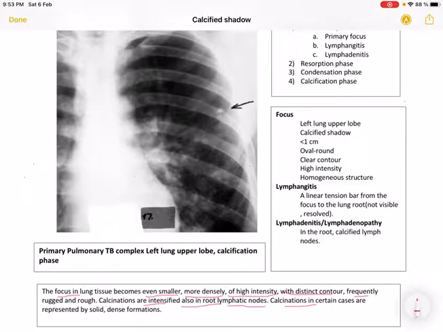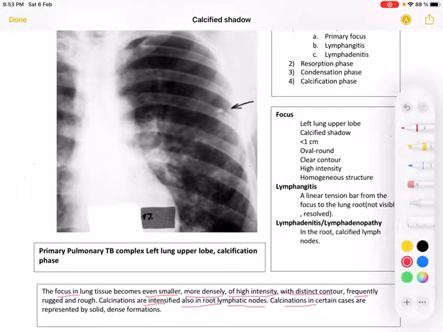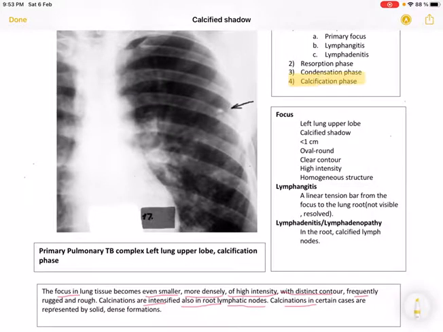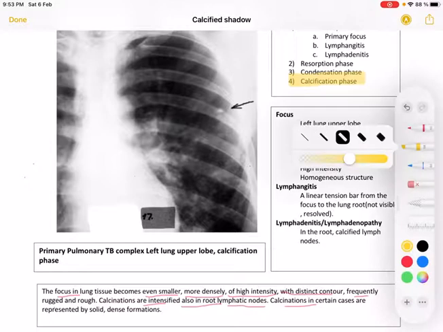So what they want to say is that the pathology starts to resolve as the patient is started with anti-TB drugs, and then the patient starts to recover. So in the calcification phase, what happened? Calcification starts. So we understand.